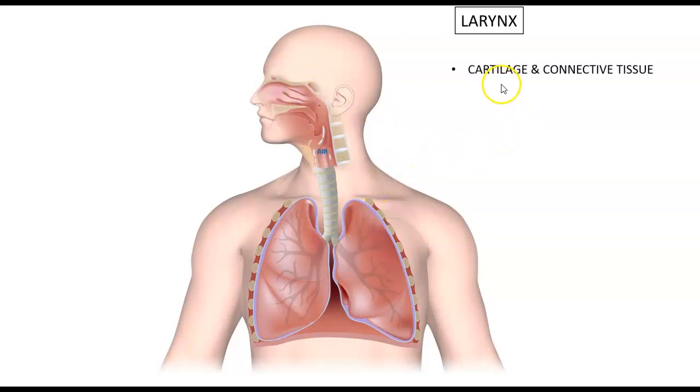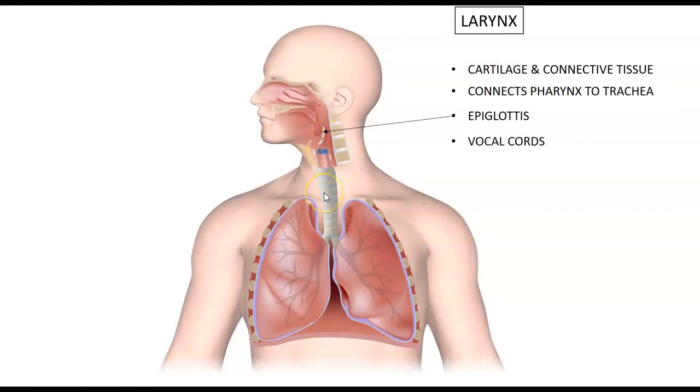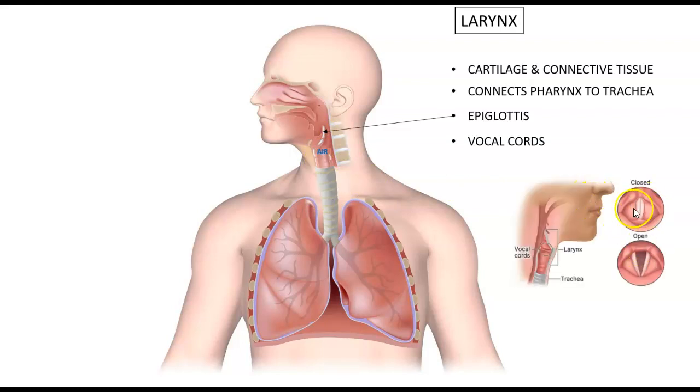The larynx is mostly just cartilage and connective tissue. It connects the pharynx to the trachea, has an epiglottis, the flap that prevents food and liquids from entering the trachea, and also houses the vocal cords. Here you see closed vocal cords and open vocal cords, and this is why we call the larynx the voice box of the respiratory system.